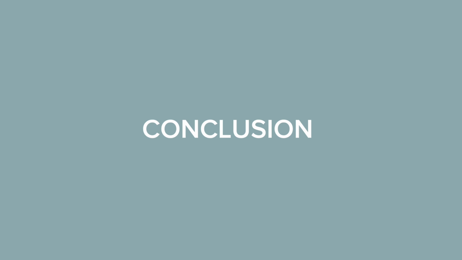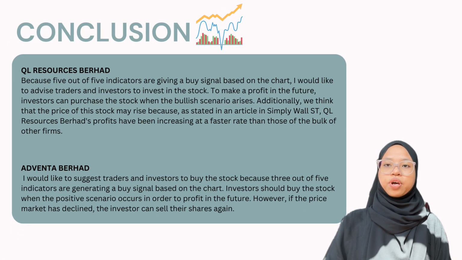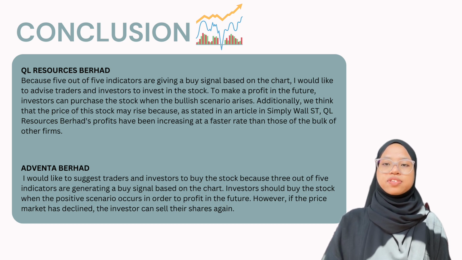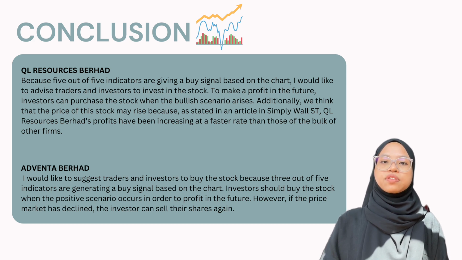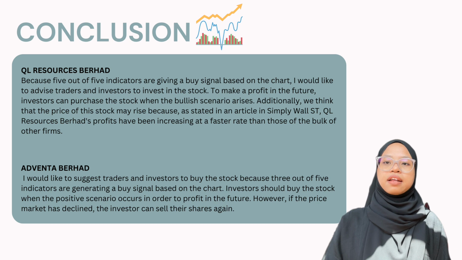Conclusion. For the conclusion, for KUA Resources Berhad, because 5 of 5 indicators give a buy signal based on the chart, I would like to advise the traders and investors to invest in the stock. To make a profit in the future, investors can purchase the stock when the bullish scenario arises. Additionally, we think that the price of this stock may rise because, as stated in the article in Simply Wall St, the KOTA Resources per head profit has been increasing at a faster rate than those of other firms.